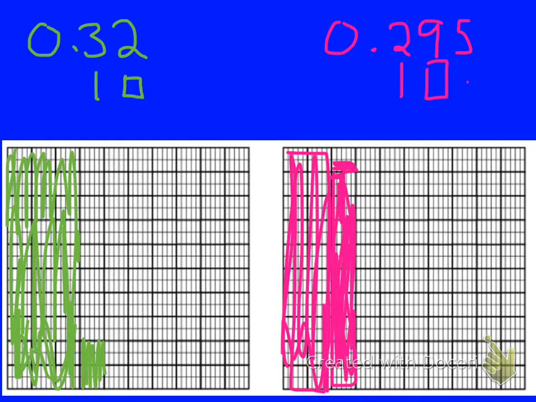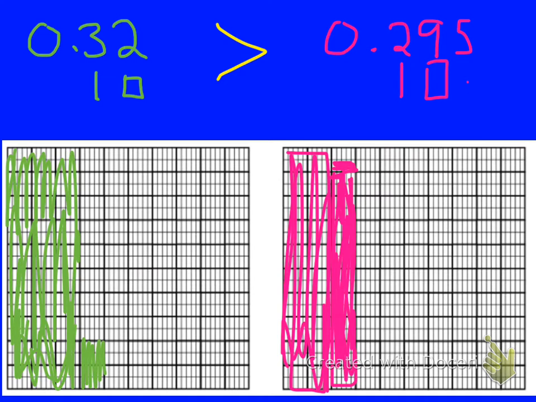Now if I look at the picture, which one is filled in more? 32 hundredths, because I have 3 longs filled in compared to only 2 longs on the other side. So when I'm comparing these two numbers, 32 hundredths is the larger number. That's just one way you can use to decide which number is bigger.